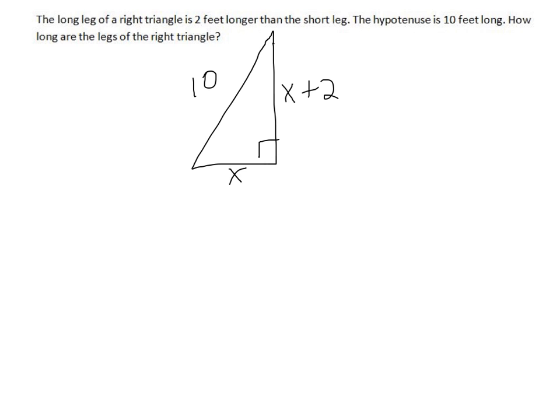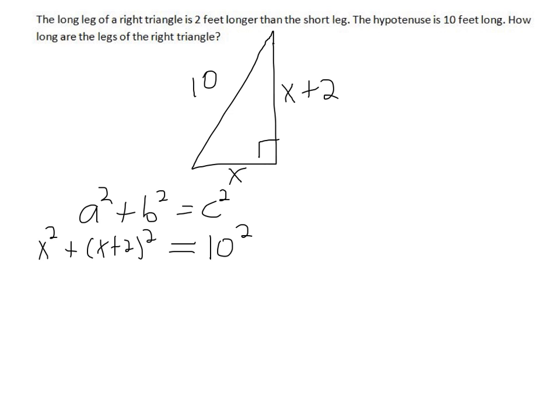We need to know some relationship between the two legs and the hypotenuse of a right triangle. That relationship is the Pythagorean theorem: a squared plus b squared equals c squared. The only one that you must get in the right spot is the c. C stands for the hypotenuse. So the 10 has to be the c squared, that's alone, nothing else on that side. Now the other two, it doesn't really matter what order you put them in. x squared plus (x plus 2) squared.